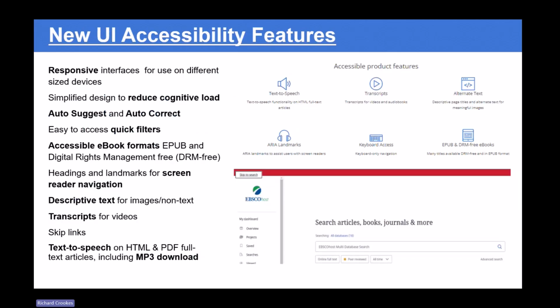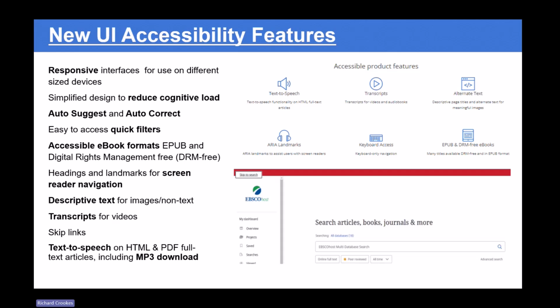In addition to that, like CINAHL and other EBSCO databases, there's this ongoing drive to support accessibility for all user groups. There's a responsive design with the interface for different size devices, so whether you access through a desktop, laptop, tablet, or mobile. There's a simplified design, as we'll see, because there's a lot of white space. It's designed to reduce the cognitive load on users. Also supports screen reader navigation as well. There are easy to access quick filters. We support accessible ebook formats, including EPUB and DRM-free content as well.